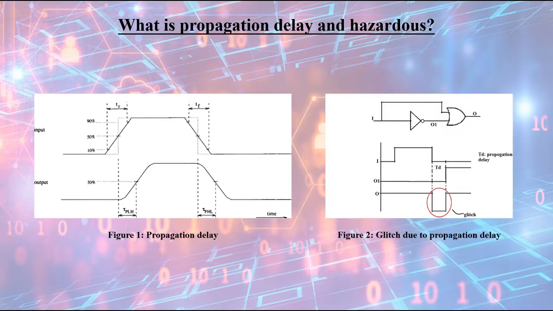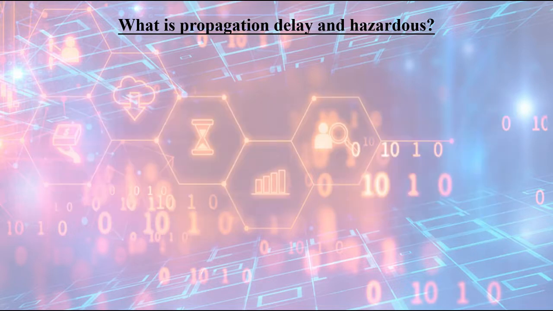From figure 2, there is a propagation delay of the NOT gate when inverting the input of I. Due to the propagation delay of the NOT gate, the output of the OR gate will experience an unwanted pulse from 1 to 0 and then to 1, instead of 1 continuously. This unwanted pulse is known as a glitch, mentioned just now.